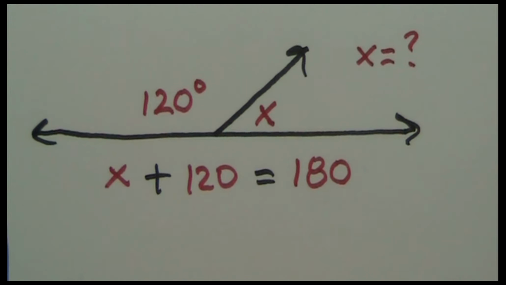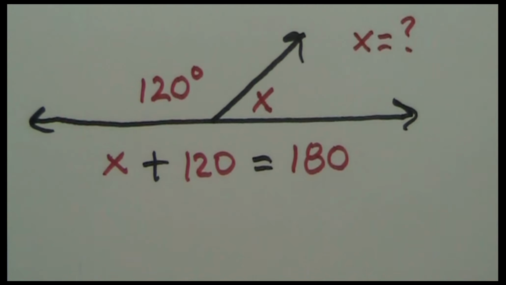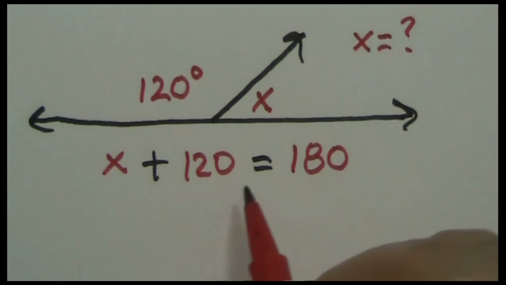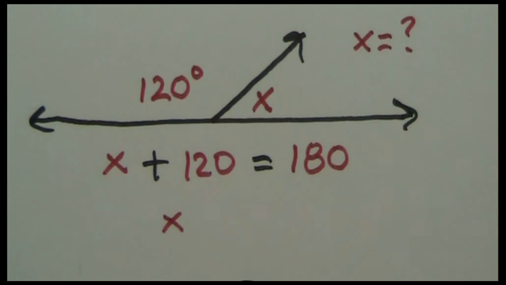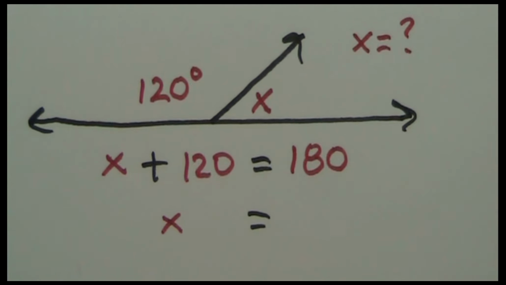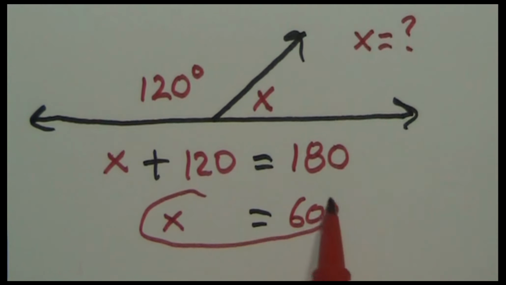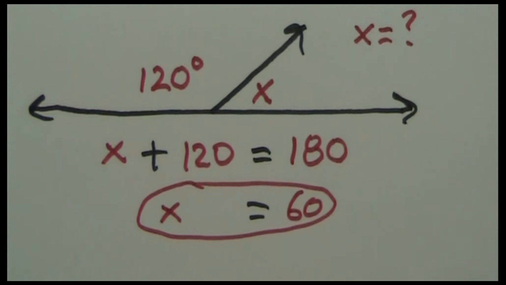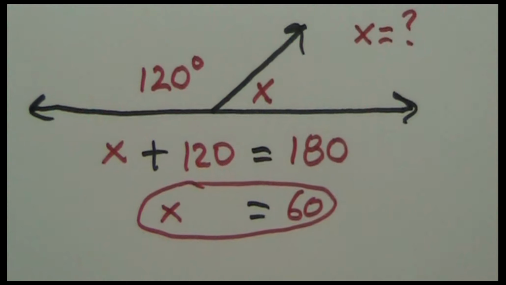Now hopefully you can just tell right away that the answer to this is 60. 60 plus 120 is 180. Right? And so you know what, I'll just put that in there. We won't go through all the steps, but we'll just say X equals 60. This is pretty easy. Pretty simple for you, I'm sure. 60 and 120 makes 180.